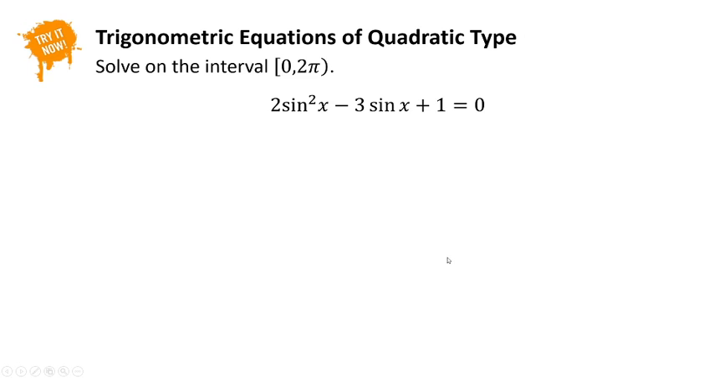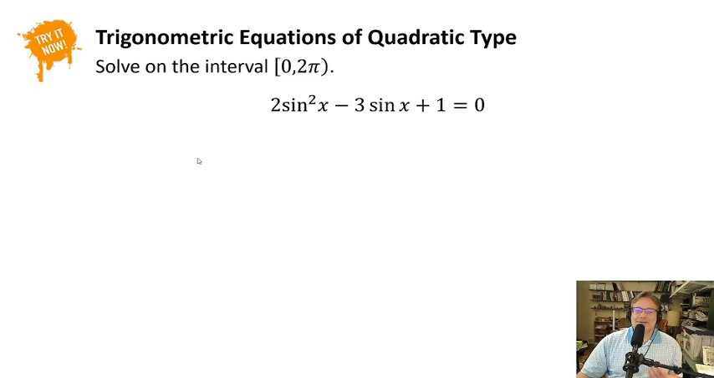All right, so take some time for this one here. Again, you're solving it only on the interval 0 to 2 pi, so you're not going to have an infinite number of solutions here. You're just going to have a finite number of solutions taken from solving what really, ultimately, is a quadratic equation. So take some time for that.